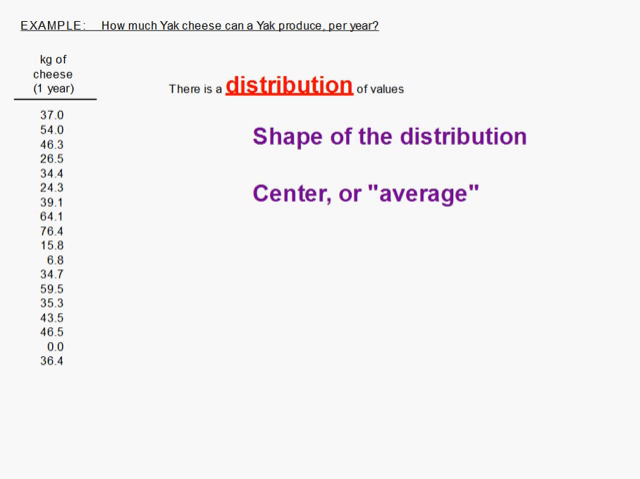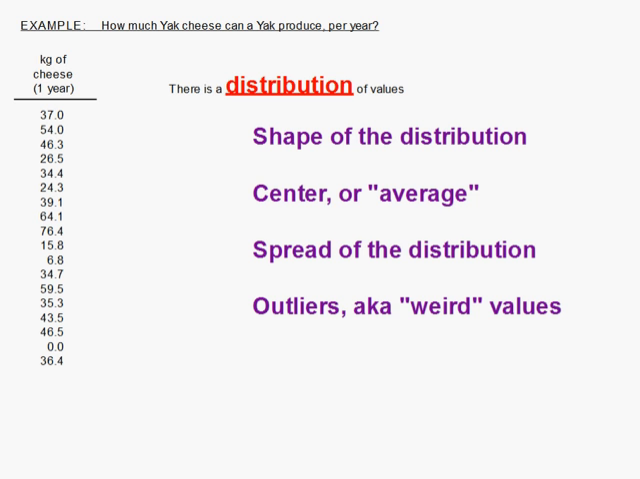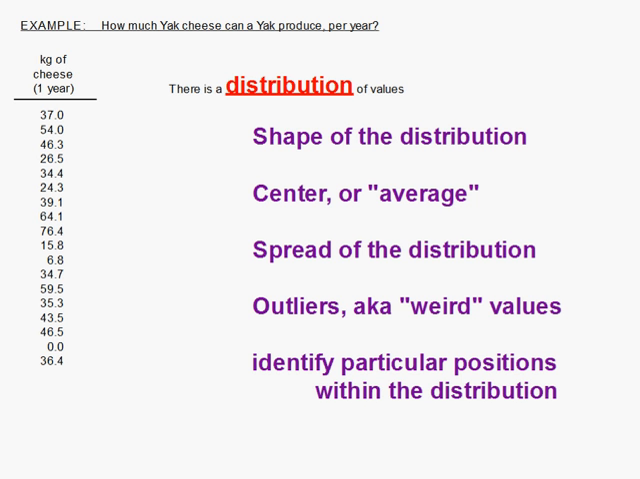There are several measures of average: mean, median, and mode. We can also talk about the spread of the distribution, how far the data tends to be away from the center. And then we can talk about something called outliers, which are really weird values. Are there really unusual numbers in this data set? And we can also identify particular positions within the distribution. You might be familiar with percentile. You know, what's the 85th percentile for yak cheese?